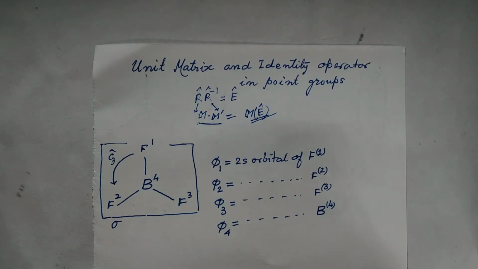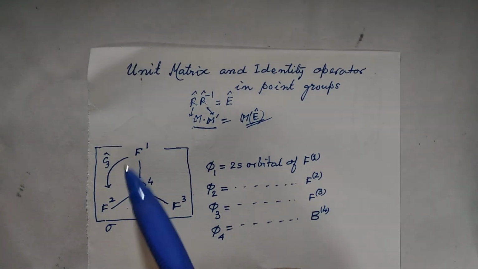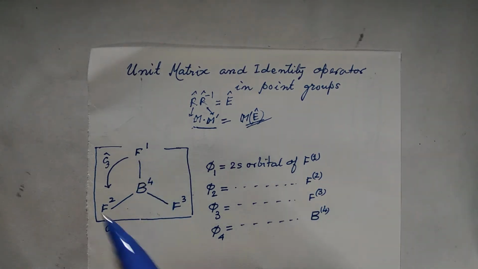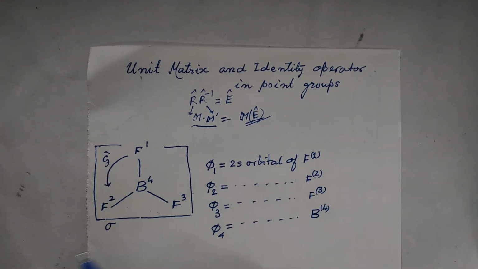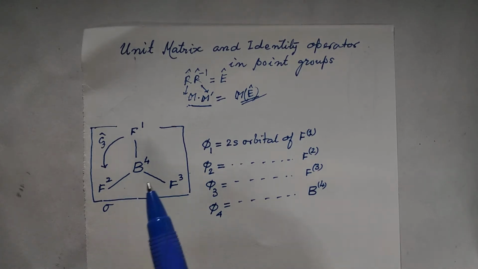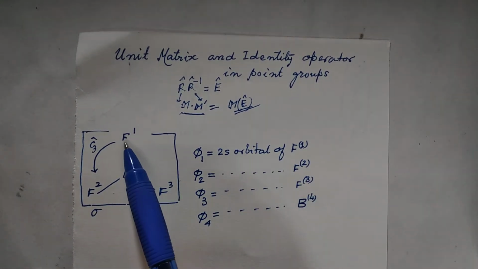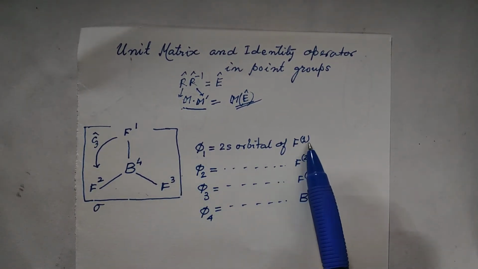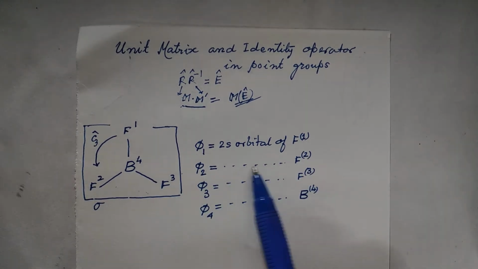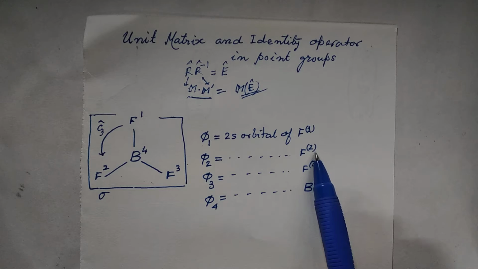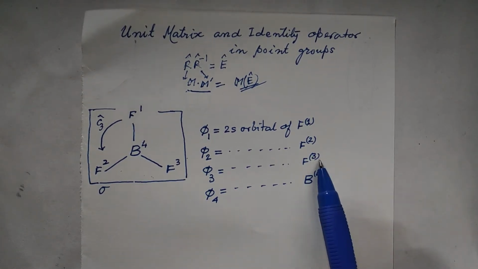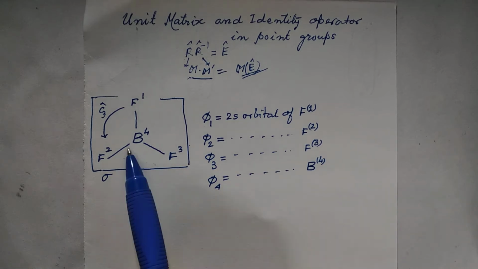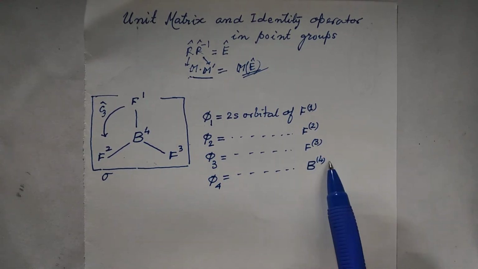We can rotate this molecule and we'll get equivalent configurations. A C3 operation means 120 degree rotation about this axis in an anti-clockwise direction. We'll apply this rotation to the molecule and see its effect on the 2s orbitals of all these atoms. Let phi1 denote the 2s orbital of fluorine labeled 1, phi2 is the 2s orbital of fluorine labeled 2, phi3 is that of fluorine labeled 3, and phi4 is the 2s orbital of this central boron atom, which is labeled 4.